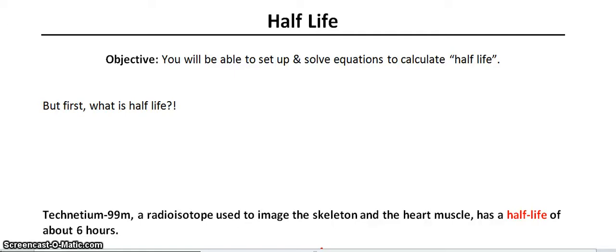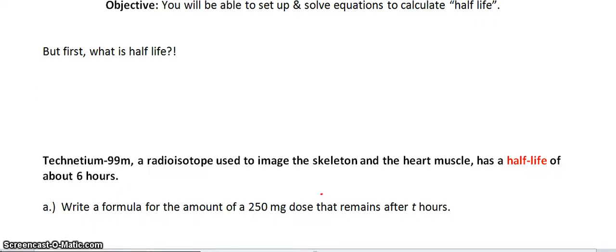Hi everyone. Today we're going to discuss half-life, which is a specific example of our exponential growth and decay word problems. So by the end of this, you should be able to set up and solve half-life problems. Now I know it says, but first, what is half-life? But I think it's best explained through an example.